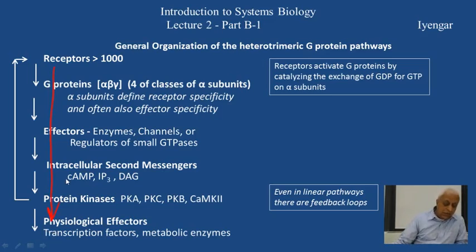As you can see, the signal flows down a set of coupled biochemical reactions, but even in this linear signaling pathway, in its simplest form, there is almost always a feedback loop where the protein kinases phosphorylate the receptor to most often inhibit it, a situation called desensitization, where upon occupancy by the ligand the receptor gets turned off for further stimulus for a period of time.